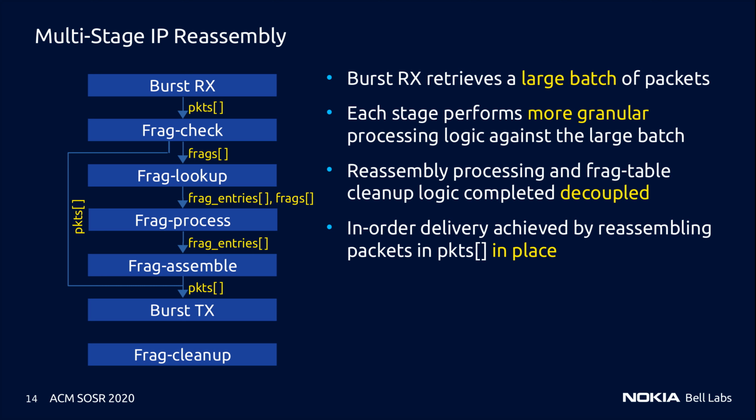One issue with this multi-staging design, however, is that there are 2 branches coming out of the frag check step, as you can see. One branch is followed by fragmented packets, and the other branch is followed by non-fragmented packets. These 2 branches are then later merged back before the TX stage. Such a data flow can in fact introduce out-of-order packet delivery when a mix of fragmented and non-fragmented packets are received. We solve this problem by reassembling fragmented packets in place within the original packet array without rearranging packet positions in the array.